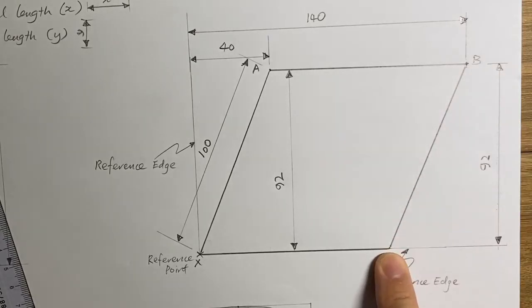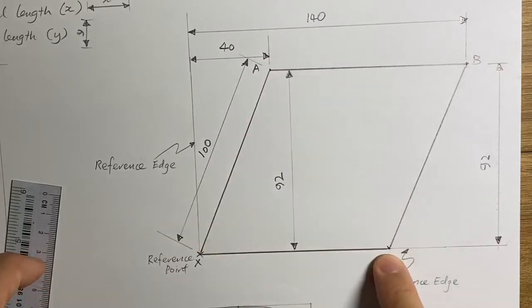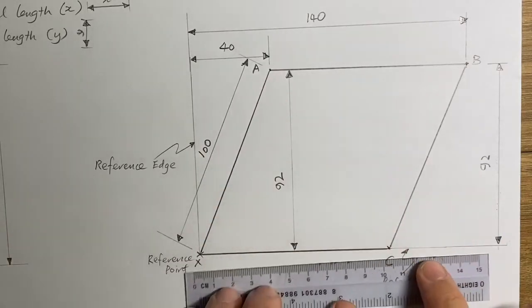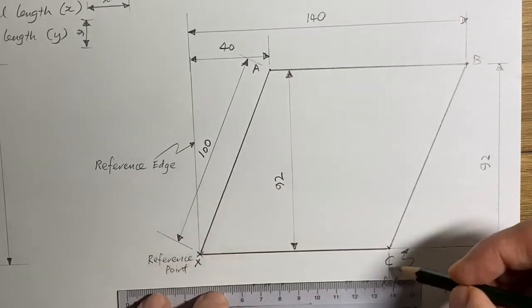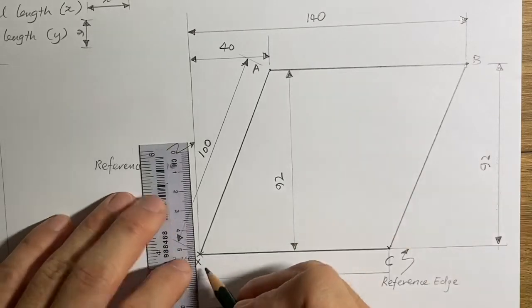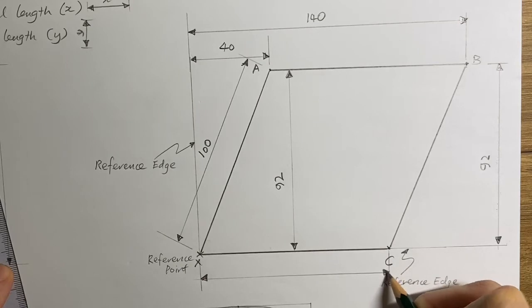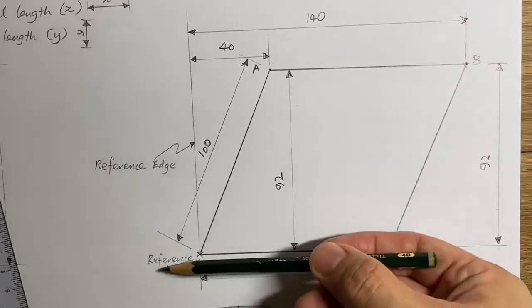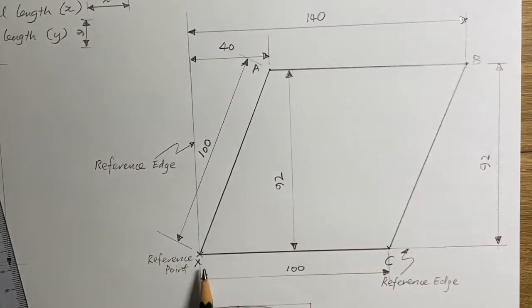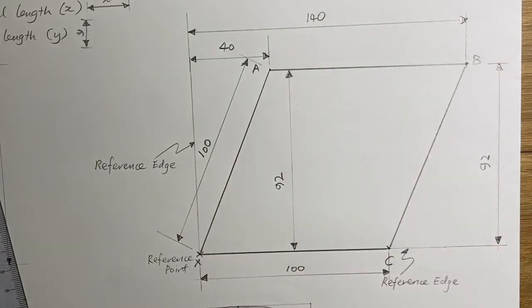Now, how do we locate C then? C is very simply this horizontal distance, and since this was a parallelogram, and we said that this was a similar dimension, we are very sure that point C is 100 mm to the right of X. So you notice that we have taken our dimensions from the two reference edges and the reference point X. So this is how we give dimension to an object like this.